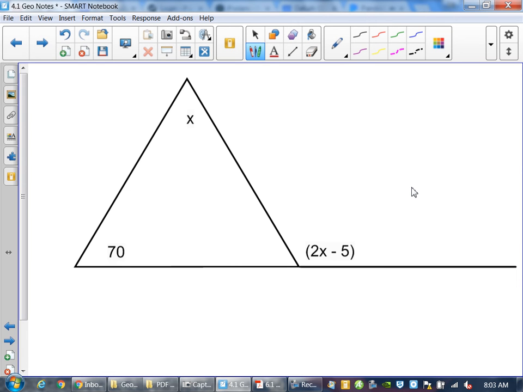As you start these things out, once again, it's nothing more than drawing the diagram and figuring out the setup. That 2x minus 5, is that angle inside or outside the triangle? It's outside. Does it touch the other two angles? No, so it has to equal the sum of the two it doesn't touch. So basically, you wind up doing this. 2x minus 5 is x plus 70. What's x?